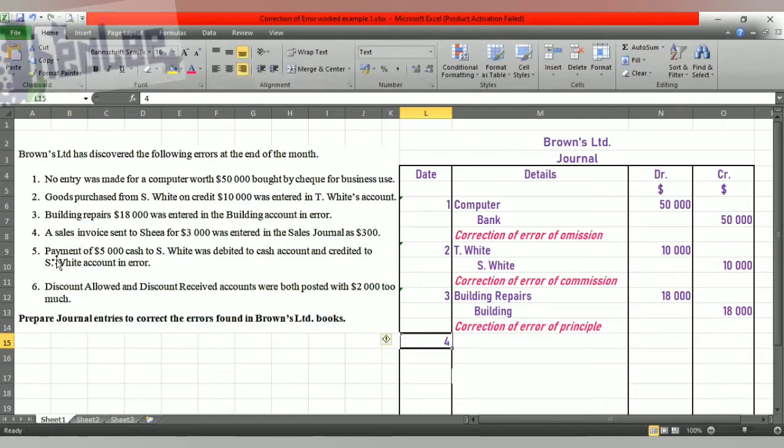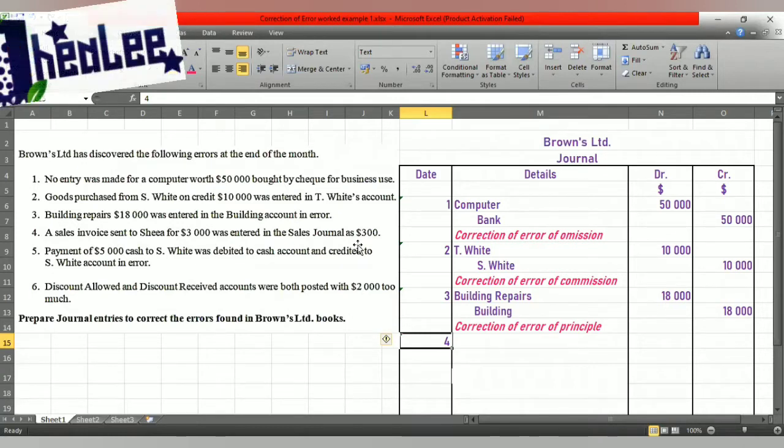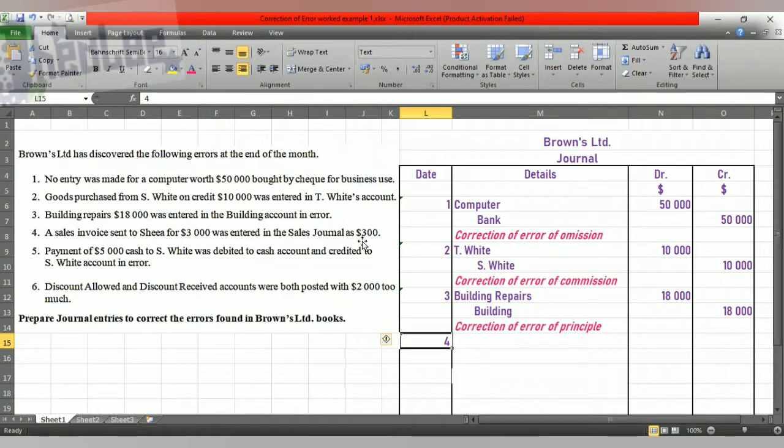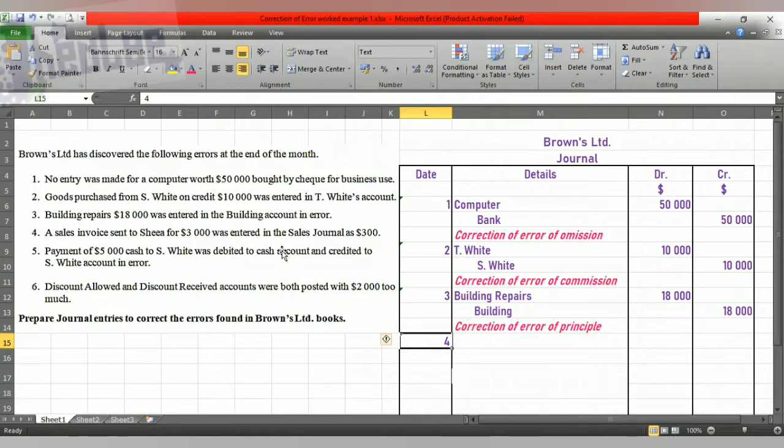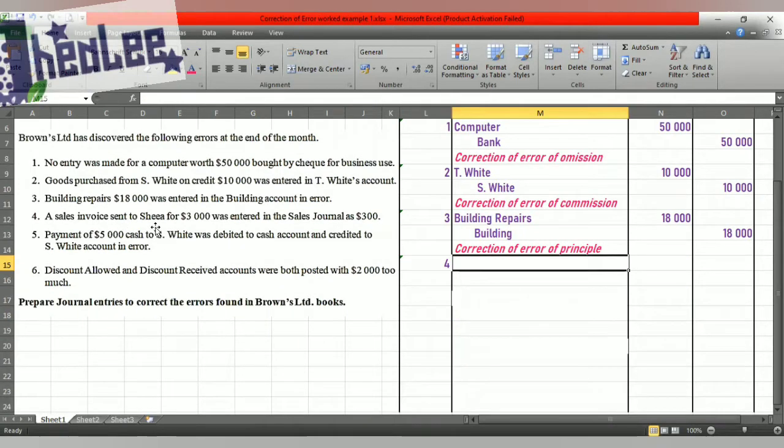And number 4 reads, a sales invoice sent to Shay for 3,000 was entered in the sales journal as 300. So we're seeing where something is wrong with the figure. They have entered less than the amount. And because something is wrong with the figure, we know there and then that it is an error of original entry. The sales invoice sent to Shay is basically indicating to us that goods were sold on credit to Shay, valued 3,000, but it was entered as 300.